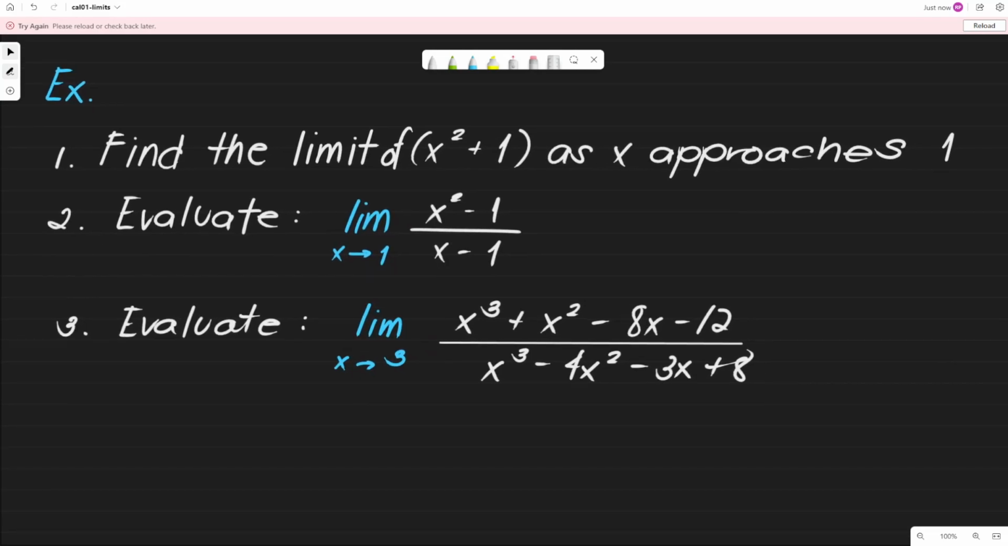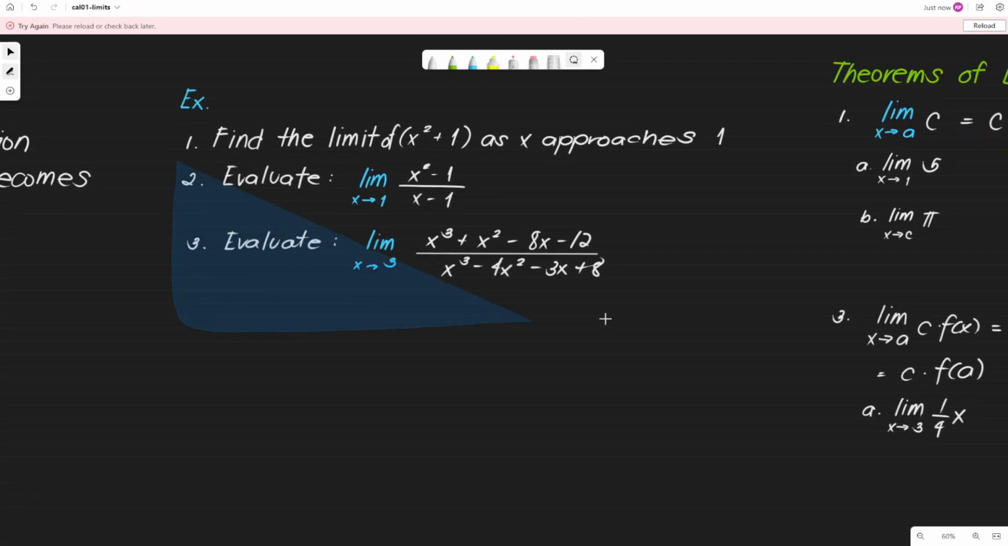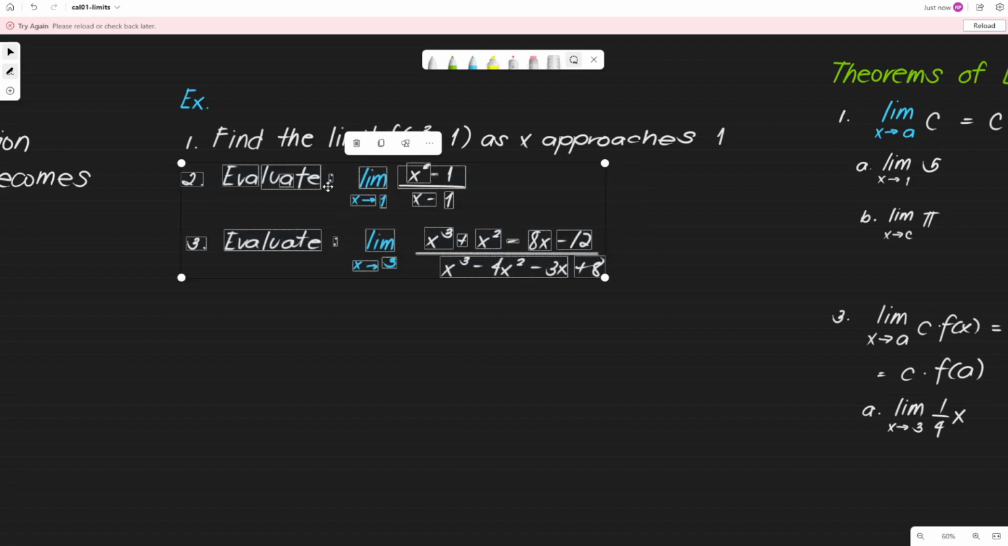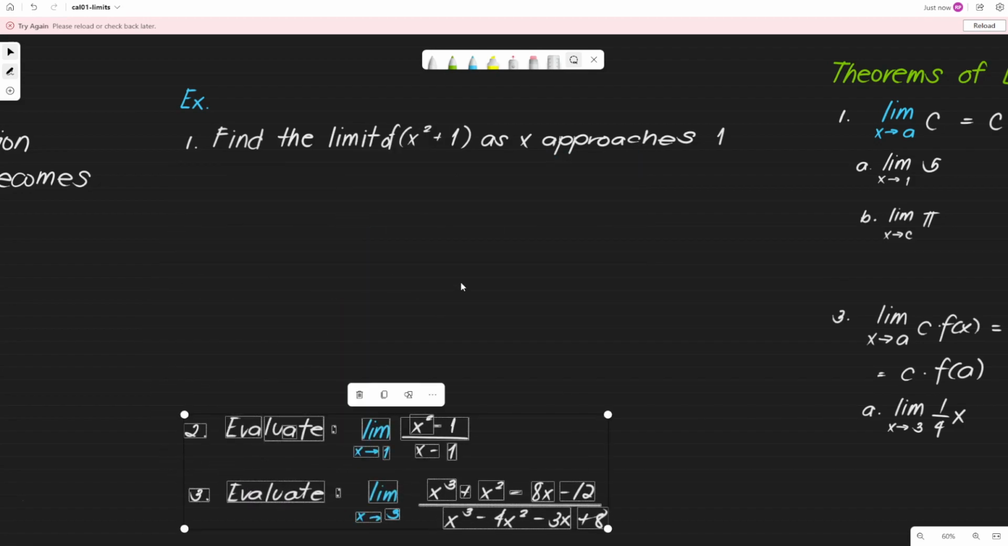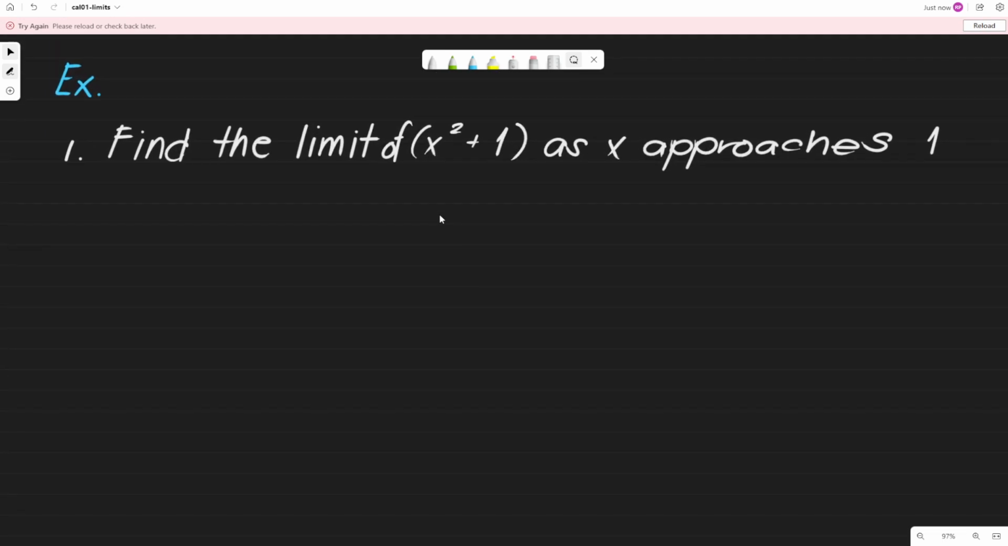Let's try to solve some problems. So number 1, find the limit of the function x squared plus 1 as x approaches 1. Baba lang muna natin. So paano natin ito isusulat? Nakita nyo naman sa other example natin. So the limit of the function x squared plus 1 as x approaches 1.